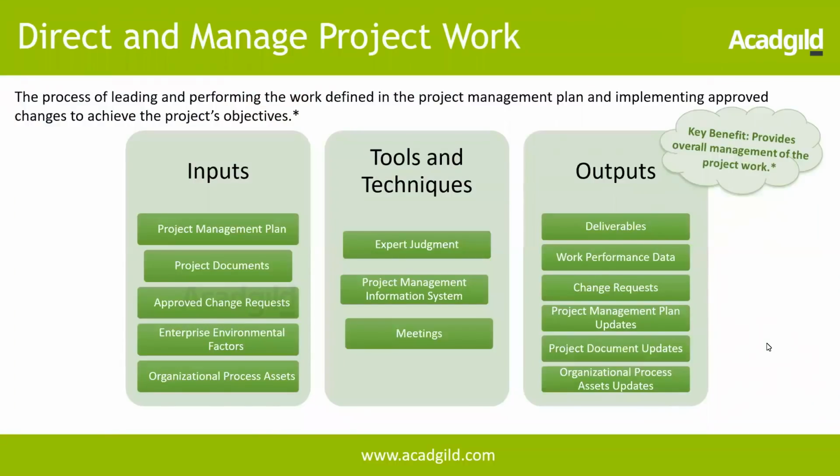So what is direct and manage project work as per PMBOK? It's a process of leading and performing the work defined in the project management plan and implementing approved changes to achieve the project objectives. So what is approved changes here? So now we created a project management plan. Let's assume that we have started working on the project, we are in execution, we went to monitoring, controlling, there was some kind of deviation that happened, because we always monitor the performance of the project to see whether it is as per the baseline, whether it is within the scope, within the time and within the cost. So if there is any deviation, we have to take some control actions.